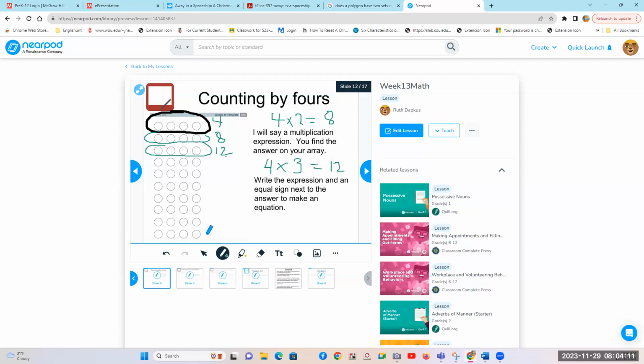So if you go through, make sure this is all filled out in your notebook. It's going to be really easy breezy when we start to do counting by fours, saying multiplication expression, and finding the answer in your array.